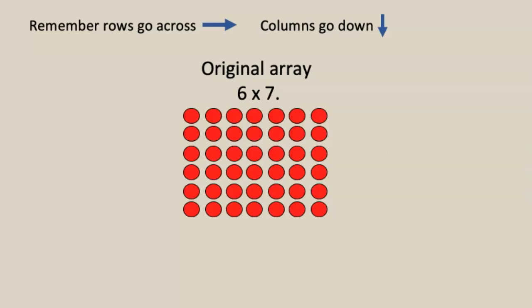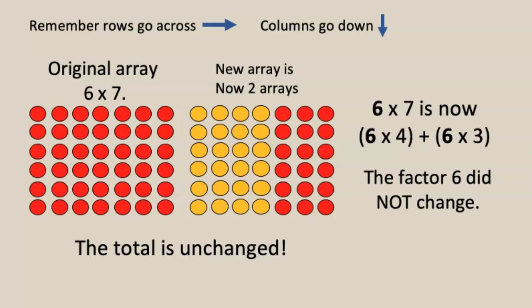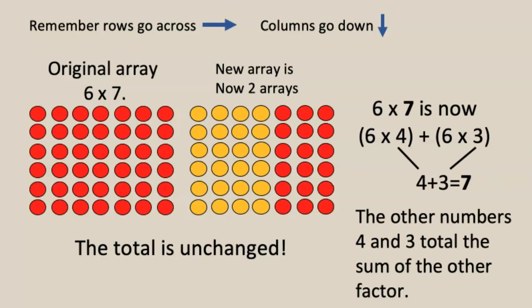Our original array, 6 times 7. So we have 6 rows and 7 columns. If we create a new array, we haven't changed anything but the color. Doing this makes it so we can make some different numbers to multiply with. Let's say we did not like the number 7, but we liked 6. The 6 factor is not going to change. The number stays the same. So that means the 7 needs to split. 4 plus 3 is 7. The other numbers 4 and 3 are the sum of the other factor.